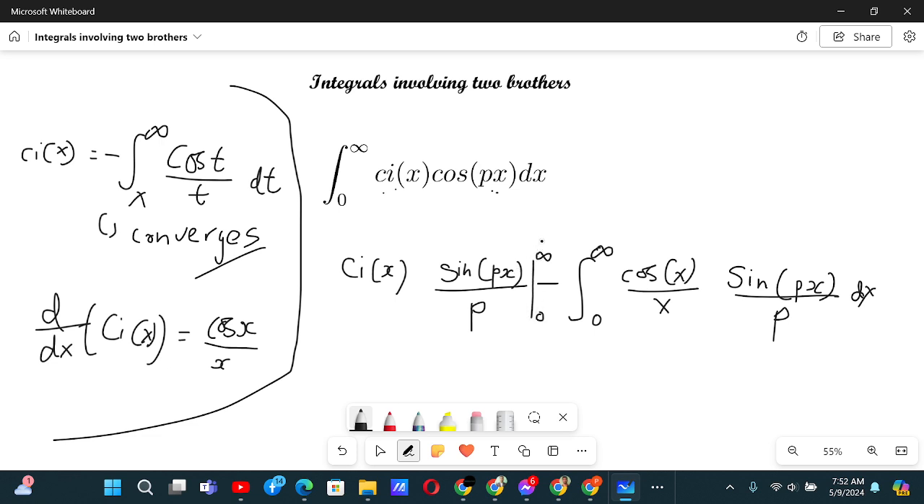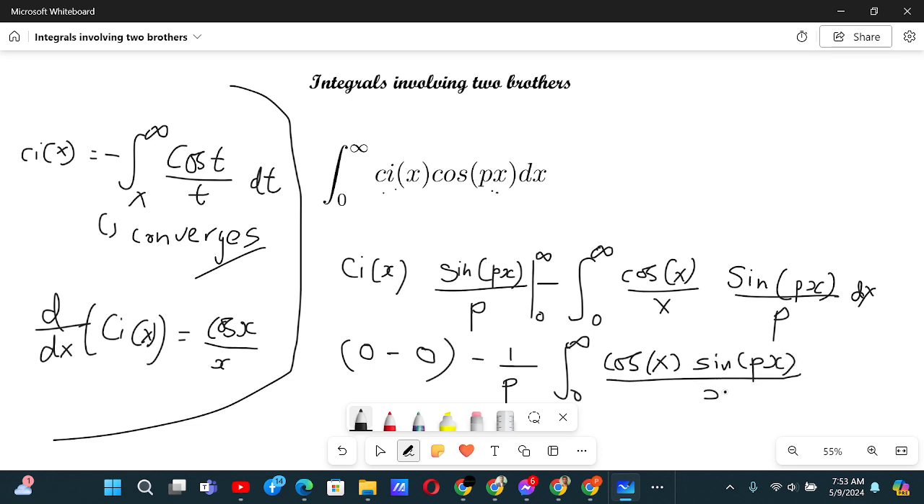So at infinity, the Ci function is just 0, as you can see from here. And this is between 0 and 1, so some number times 0 is just 0, minus, and then sine of 0 is 0, and this is again some number, so 0 times some number is also 0, and then minus 1 by p, the integral from 0 to infinity of cos of x sine of px by x dx.